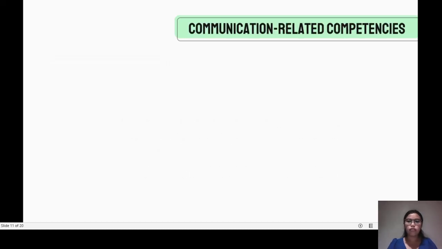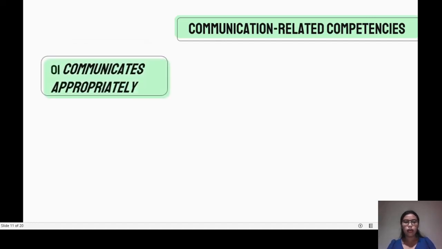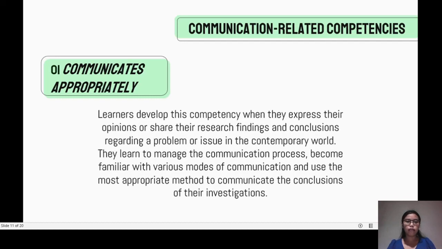So another set of competencies is, of course, communication related competencies. We will learn in CW or in this course how to communicate appropriately. Because we solve problems, of course, when we try to find solutions, we will also learn how to ask and to answer questions that are related to our topic or our lesson. So, in doing this, we will also be able to learn how to communicate effectively our thoughts.